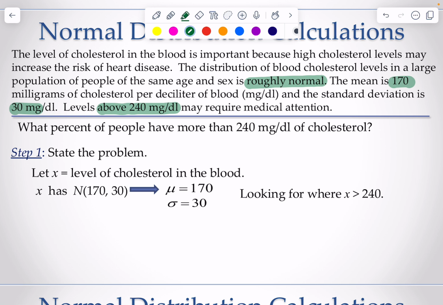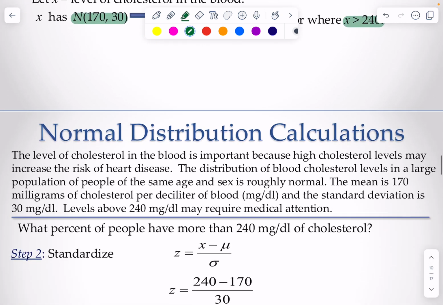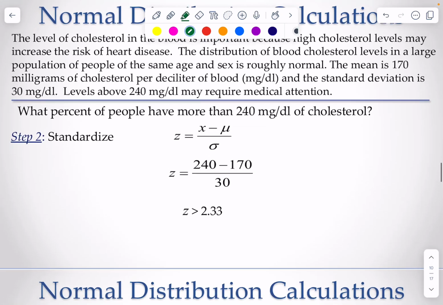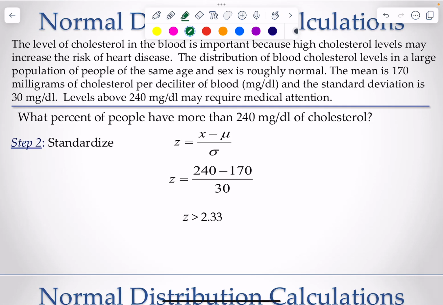So we're looking for all this information in the problem. The question is, what percent of people have more than 240 milligrams per deciliter of cholesterol? When we state the problem, we state that we have a normal distribution, give the appropriate mean and standard deviation, and state the interval we're looking for. In this case, we want X to be larger than 240. Then I can take that value and convert it to a z-score by plugging it into that formula.